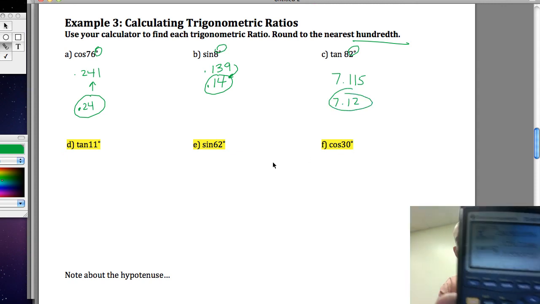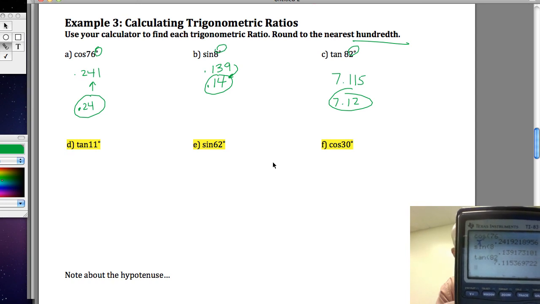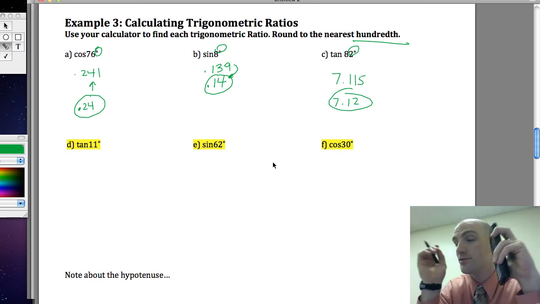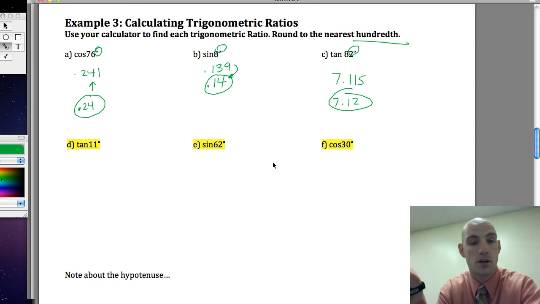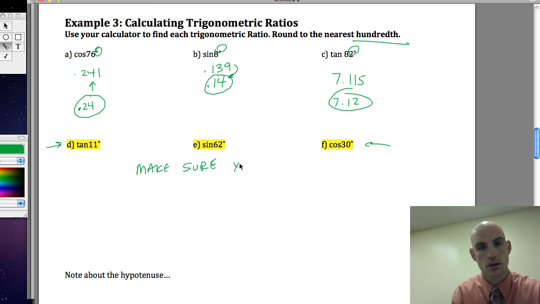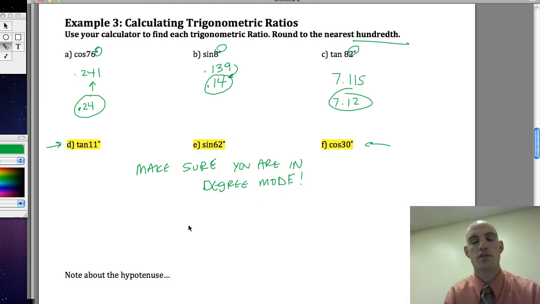Notice, I hope you can see this, I didn't put degree signs in, because when you're in degree mode, you don't have to put the little degree symbol by it. It's perfect because you just put in the number. Try these three on your own. I would like for you to make sure you're in degree mode. Exclamation point, because that's very important. So make sure you're in degree mode and then round to the nearest hundredth place.